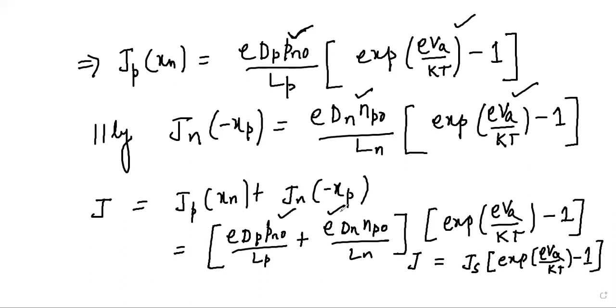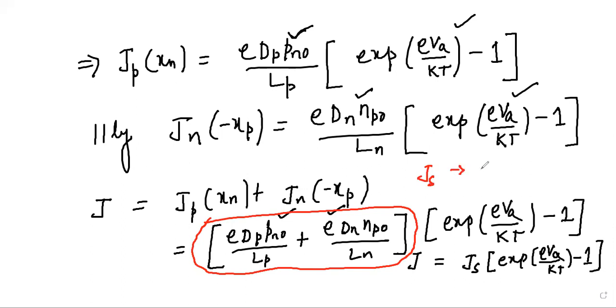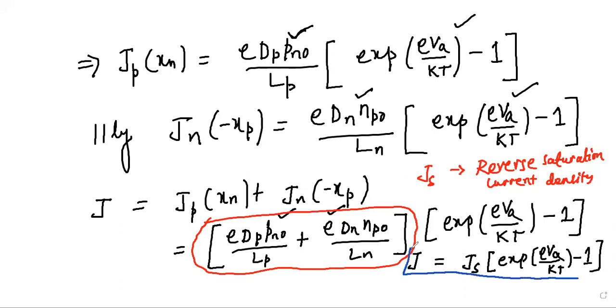Where Js is given by this whole bracketed term, just highlighting it, this is Js, right? And this Js is known as the reverse saturation current density. So we call it the reverse saturation current density. Okay, and the equation that we derived here is given by J is equal to Js exponential of eVA by kT minus 1.